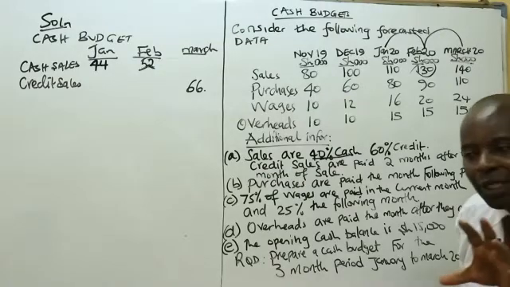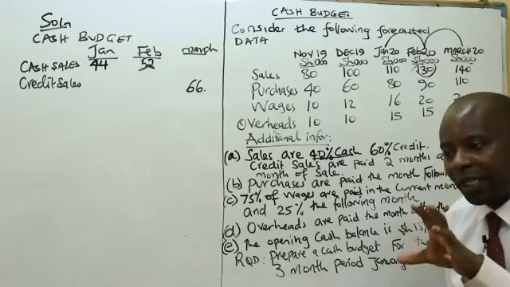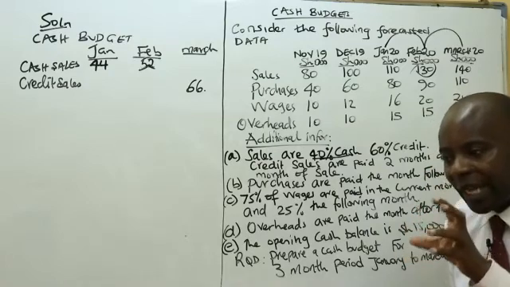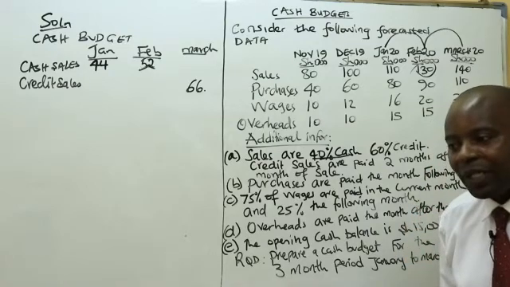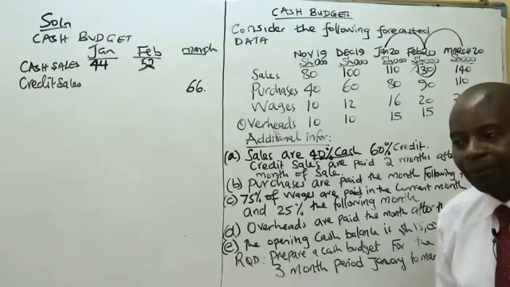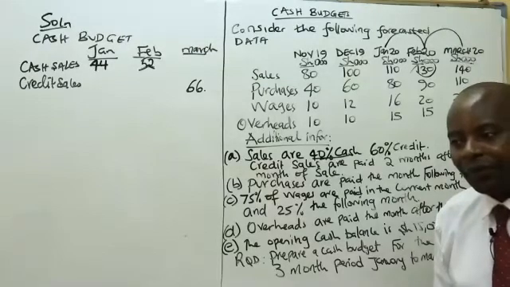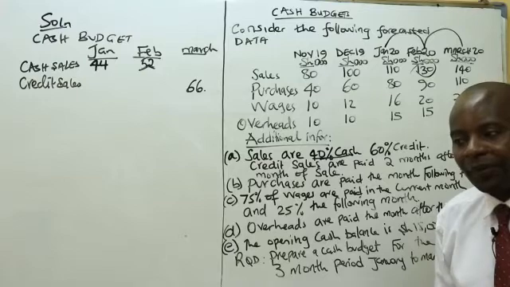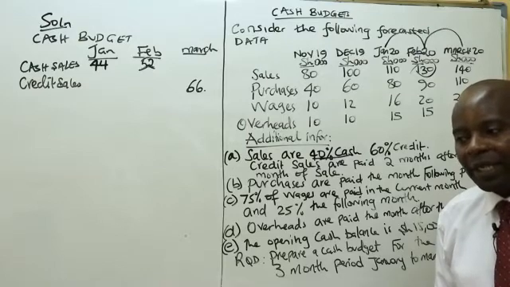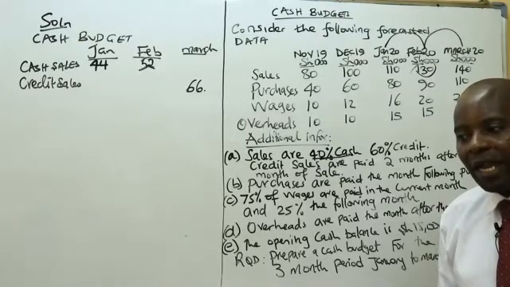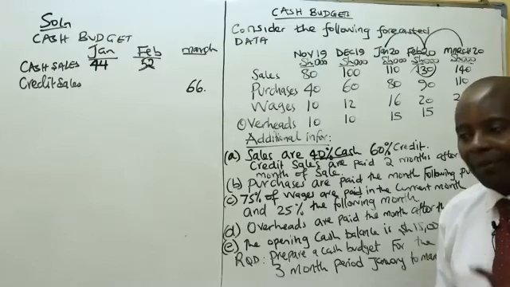So when are we going to receive this 78, my great students? When shall we be receiving this 78? From Beatrice, 78 will be received in the month of what? In the month of April.